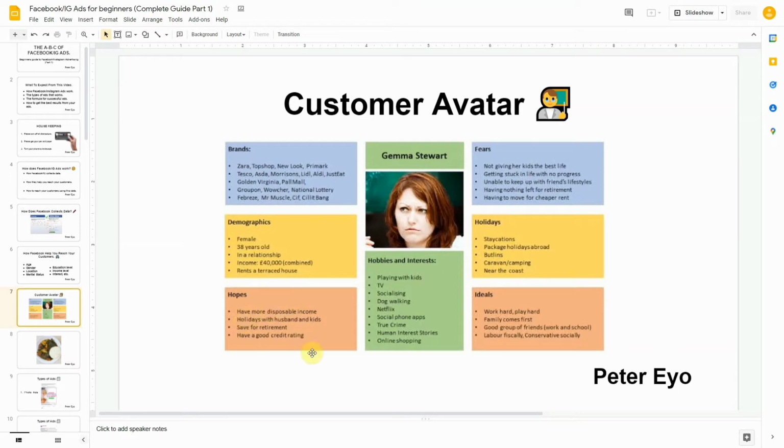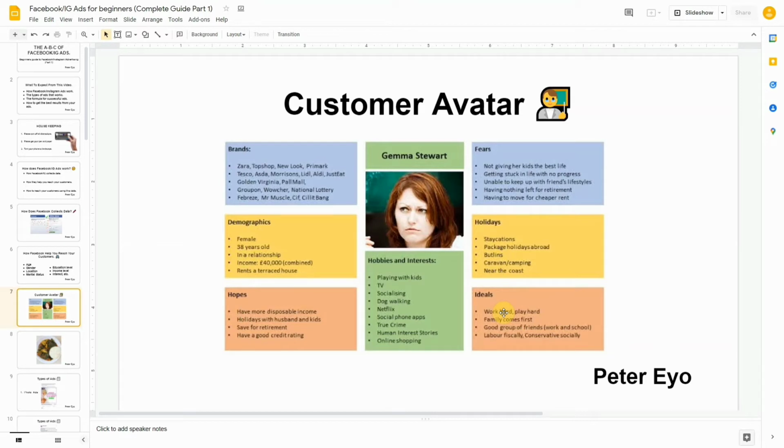Now, I hope she has more disposable income, holidays with husband and all those things. This is her hobbies, her ideals, family comes first. So there are a lot of things that you can use to be your customer avatar, but you need to understand why people buy your product. This is so deep. I cannot explain this to you at a go; it will take me a lot of time to do that. But you can also Google how to create a customer avatar for your business.